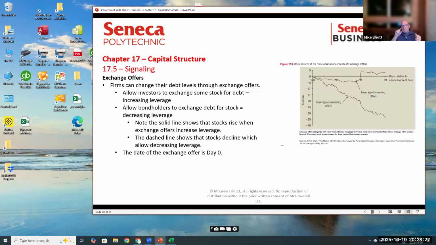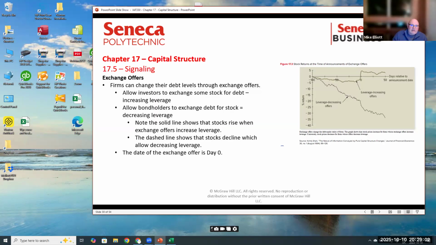The solid line on the right says what happens when I do an exchange offer that increases leverage. I'm exchanging stock for debt. In that case, day 0 is the day we do it. The days leading up, we have a slight tick down. The day we announce it, we have an explosion higher in the return on our stock. That remains positive for up to 50 days.